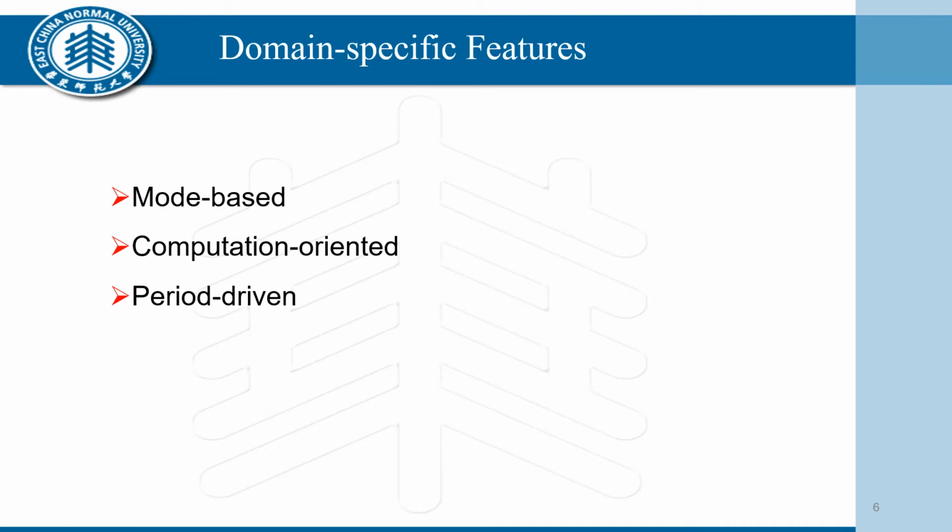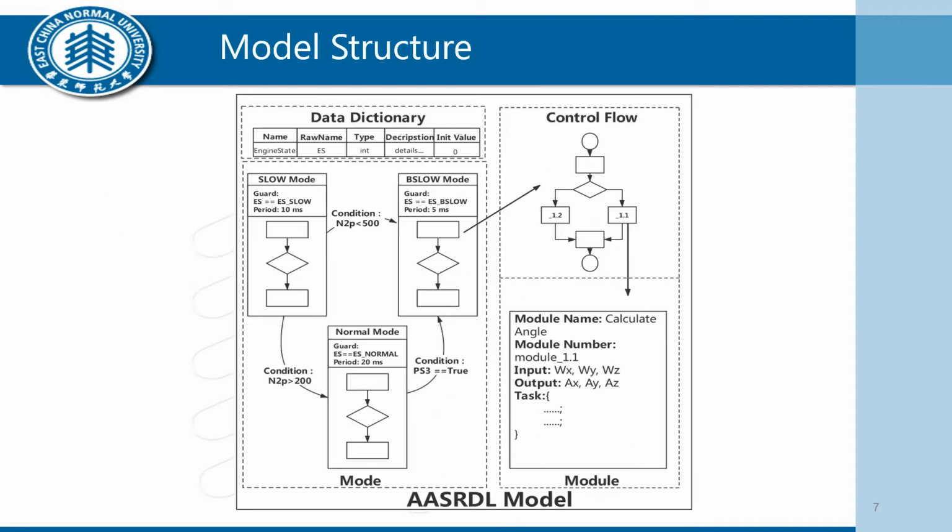The second feature is computation-oriented. The control software usually focuses on decision and mathematical computations. The third feature is period-driven. The control software performs functions under the restriction of given periods. For example, in the third mode, the satellite has to check the value of the outside temperature every 5 seconds.